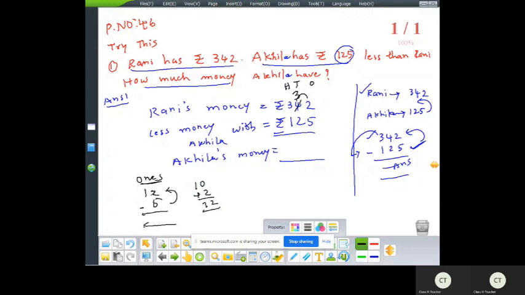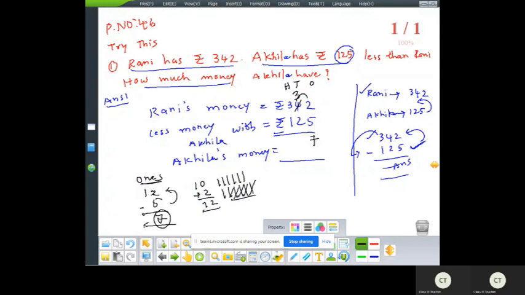12 minus 5. Count 1, 2, 3, up to 12. From 12, we remove 5 lines: 1, 2, 3, 4, 5. After cutting 5 lines, there are 1, 2, 3, 4, 5, 6, 7 left. 12 minus 5 is 7. This 7, write in the 1's place.